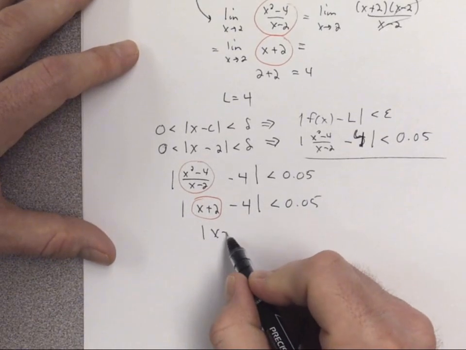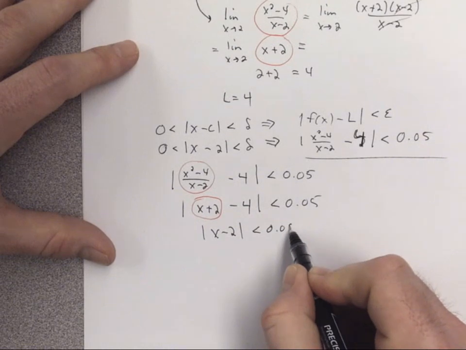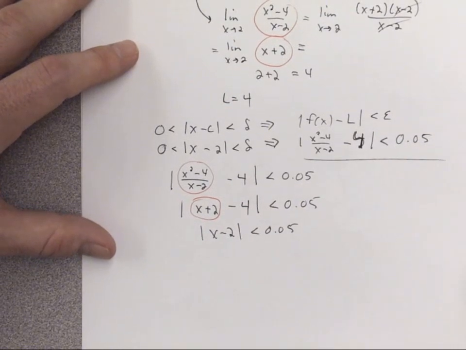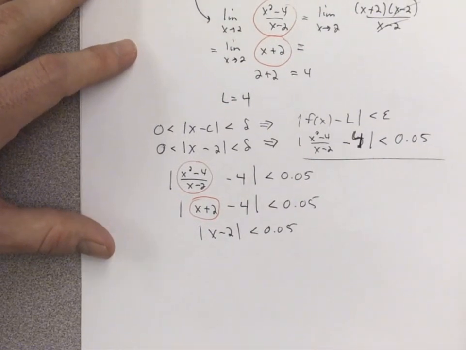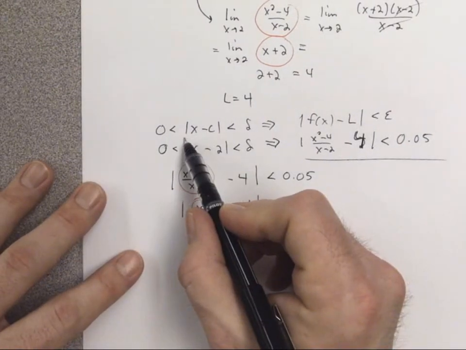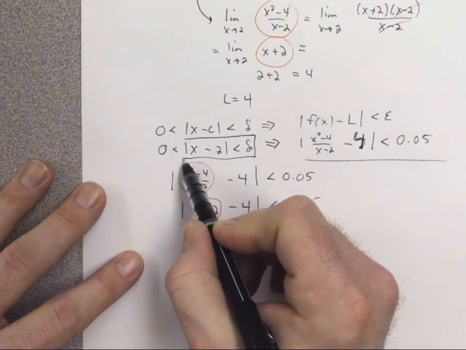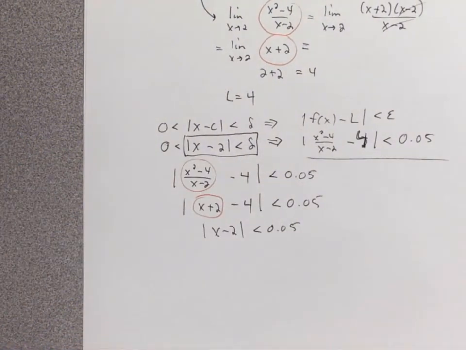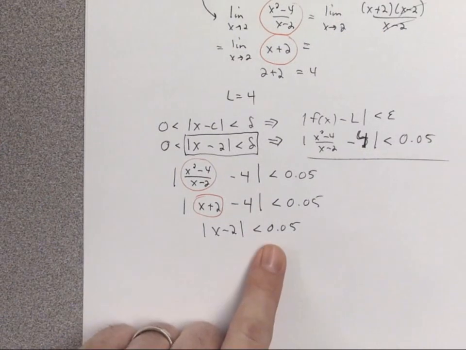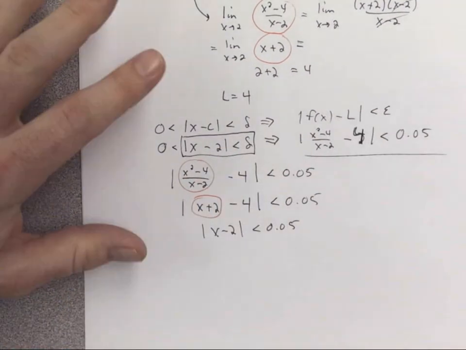Simplify that: the absolute value of x minus 2 is less than 0.05. Which is actually, we're technically done. You guys see that we have the absolute value of x minus 2? We have what looks just like that, doesn't it? So this is your delta, just to let you know, because this thing and this thing are the same. But let's pretend we don't see that.